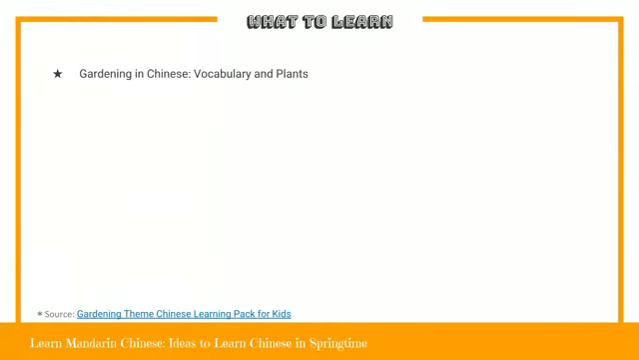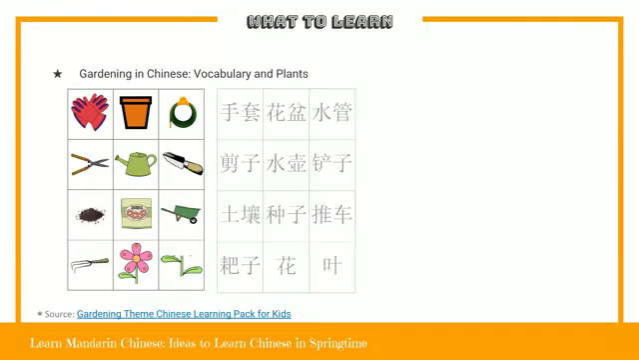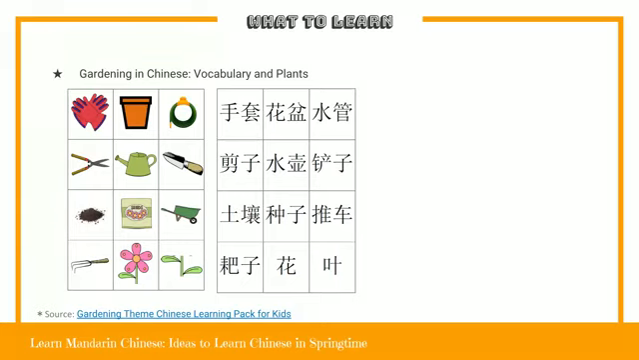We can learn about gardening in Chinese. More or less we learn the vocabulary about gardening and the plants. For example, all the key objects for gardening listed in this picture can be taught. They are interesting, they are relevant, the kids can use them. Okay, and you can see the pictures in Chinese.